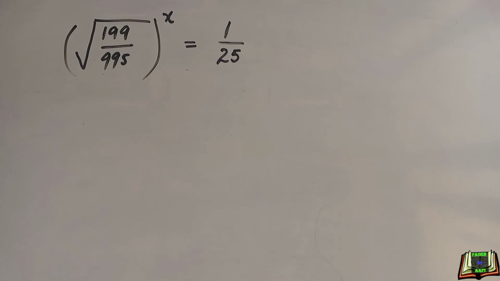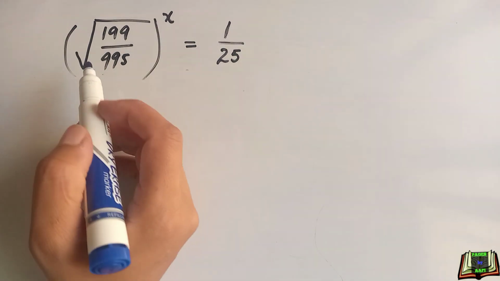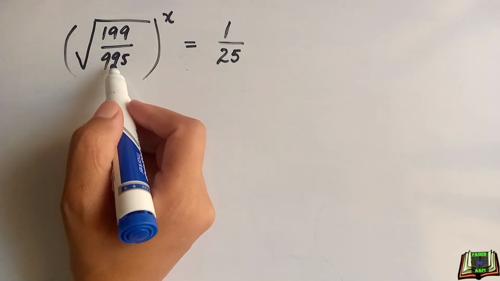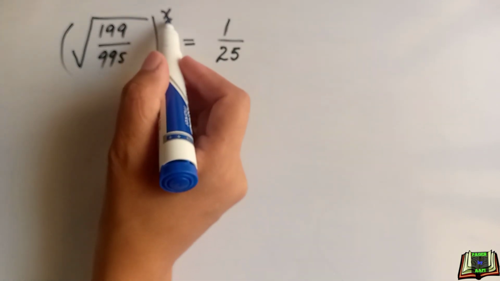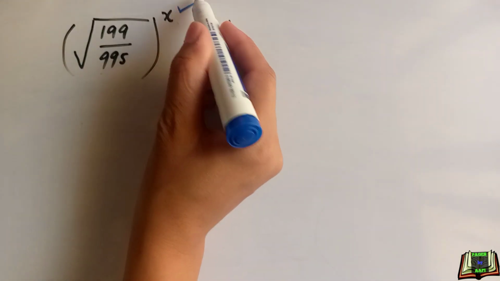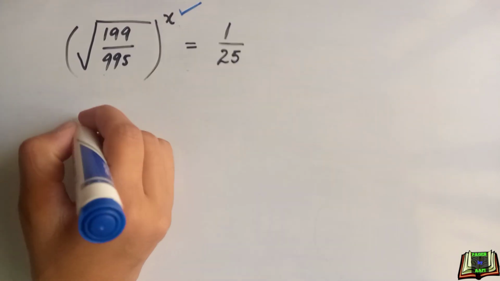In this tutorial we are going to find the value of x from this given algebraic equation. So let's have a look at the equation first. Square root of 199 divided by 995 whole power x is equal to 1 over 25. We are going to find the value of x. So let's see how we can do it.